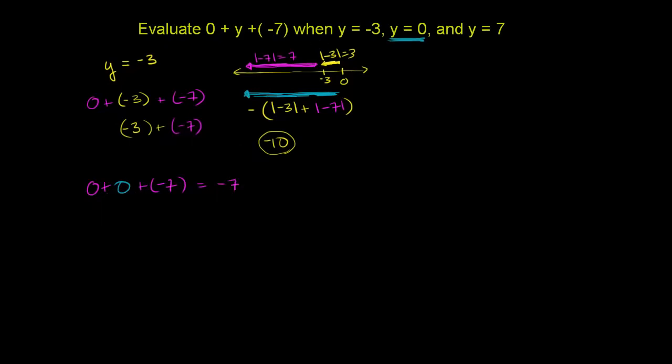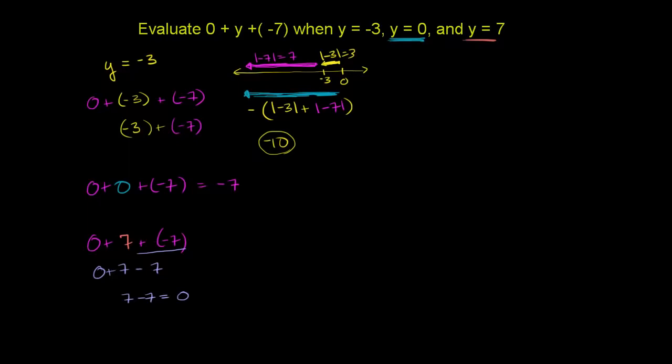Now let's do the last one, when y is equal to 7. So our expression is going to be 0 plus 7, and then we have a plus a negative 7. Now there's a couple of ways to do this. You could say adding a negative number is equivalent to subtracting the number. So this is equivalent to 0 plus 7 minus 7. The 0 doesn't matter, so this is equal to 7 minus 7, which is equal to 0.